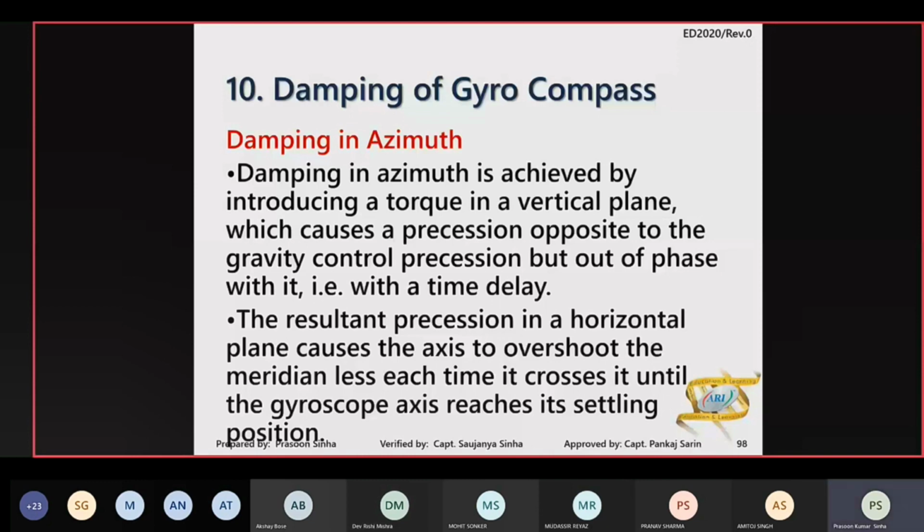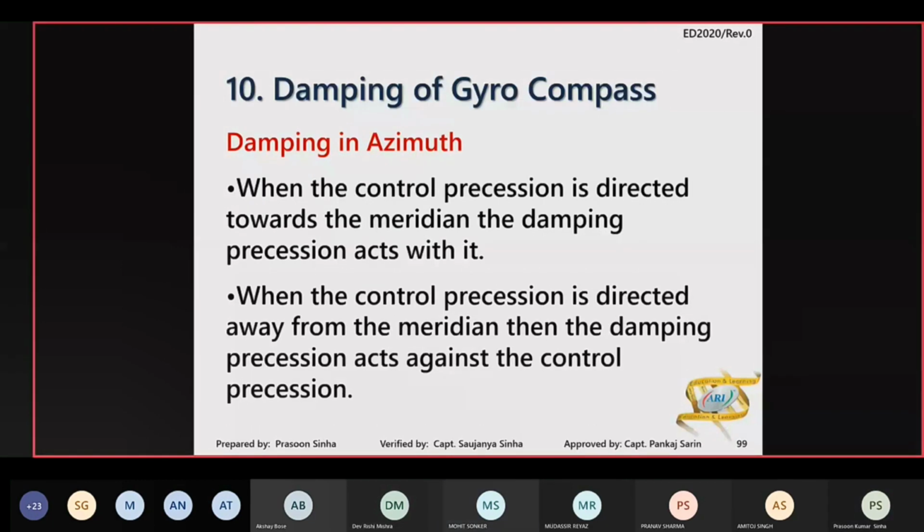Damping in azimuth, where is it used? In which kind of compasses? Bottom heavy. Good. Bottom heavy. Next.